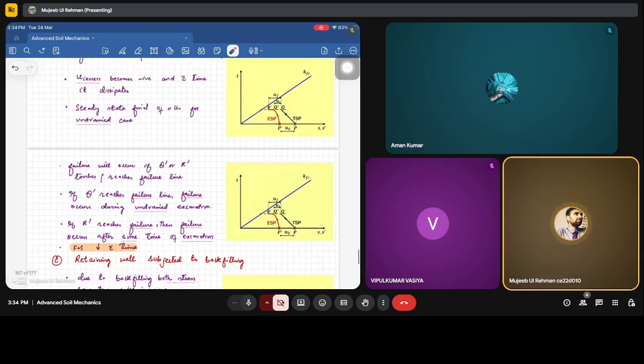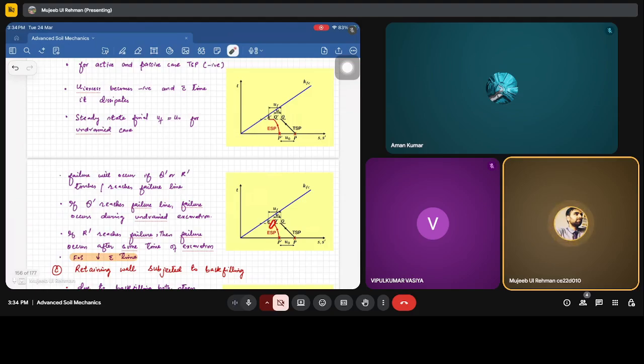So it means that here we have stopped the excavation. It's a kind of we have stopped the construction phase. Now we are observing it. Due to the dissipation of the positive pore water, negative pore water pressure, what is happening is that our effective stress path will move to the left.